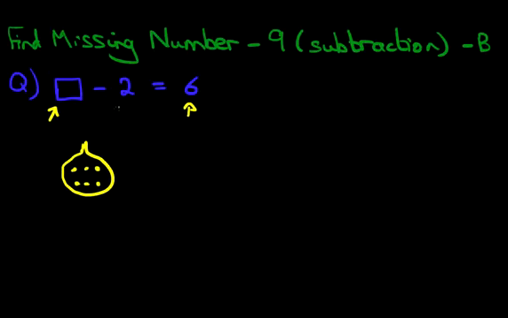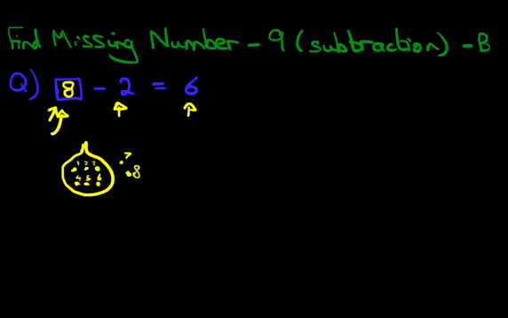How many sweets have we taken out of the bag? We've taken out 2. 1, 2. Don't forget it's a minus. So what this box, the first one, means is how many sweets were there in total? Well, let's count them. We've got 1, 2, 3, 4, 5, 6, 7, 8. So there are 8 sweets in total.